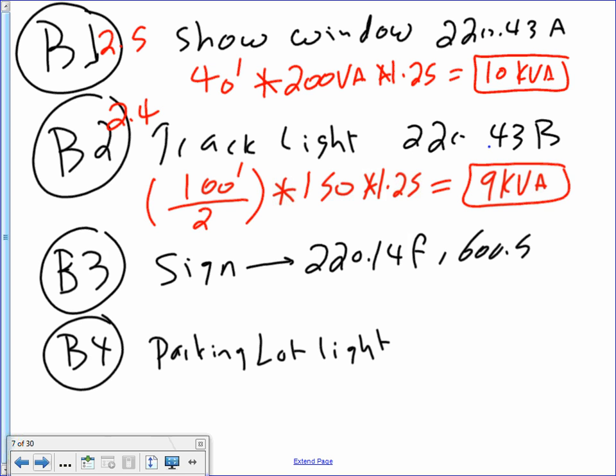Your sign. Sign is 2.5. How does that? Can't be. Track light.